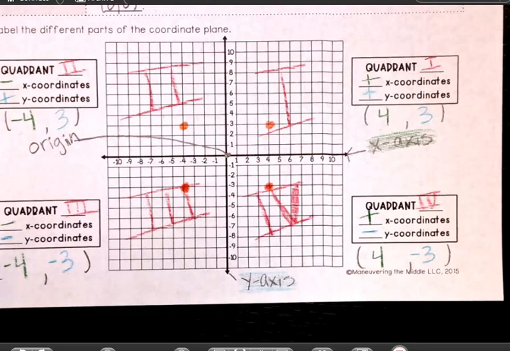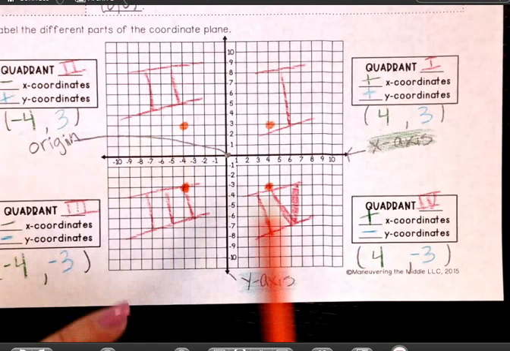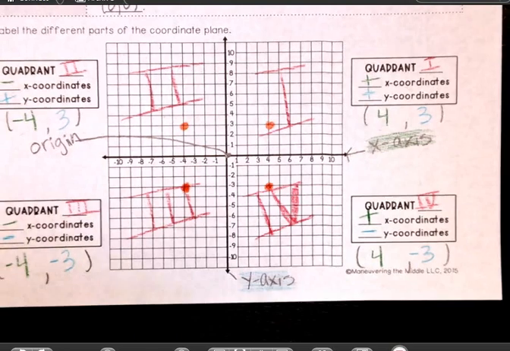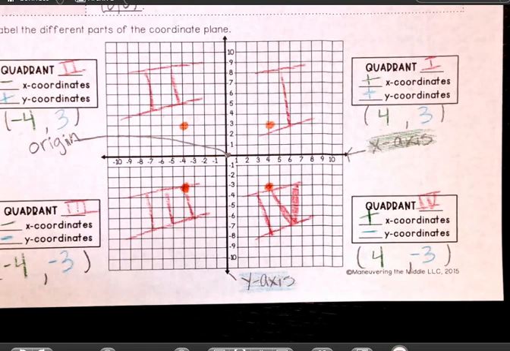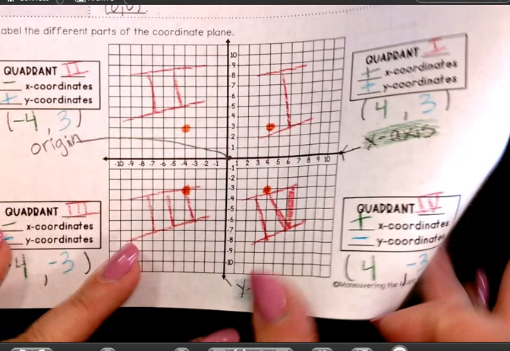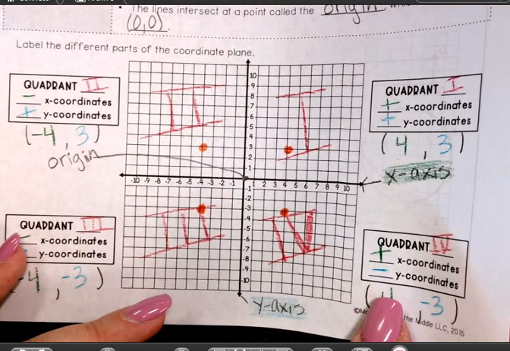Okay? What shape did I just plot? It is not a square. It is a rectangle. Correct. Put that up. Put it up.